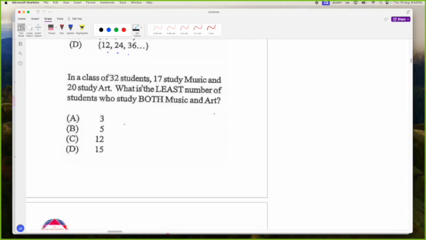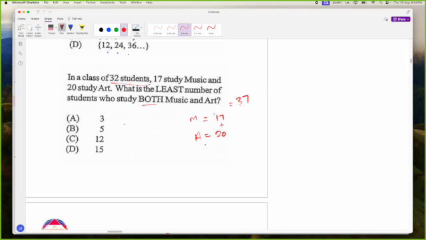A class of 32 students, 17 study music. Now 32 seems like some kind of a total, right? 17 study music and 20 study art. So for music I have 17, and for art I have 20. But if you notice, 20 plus 17 is 37. So what is the least number of students who study both music and art?